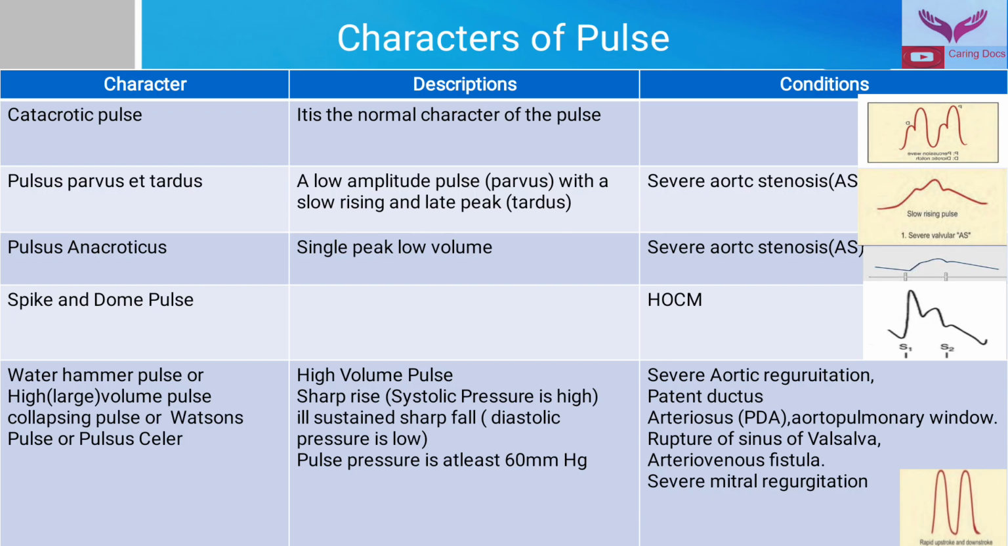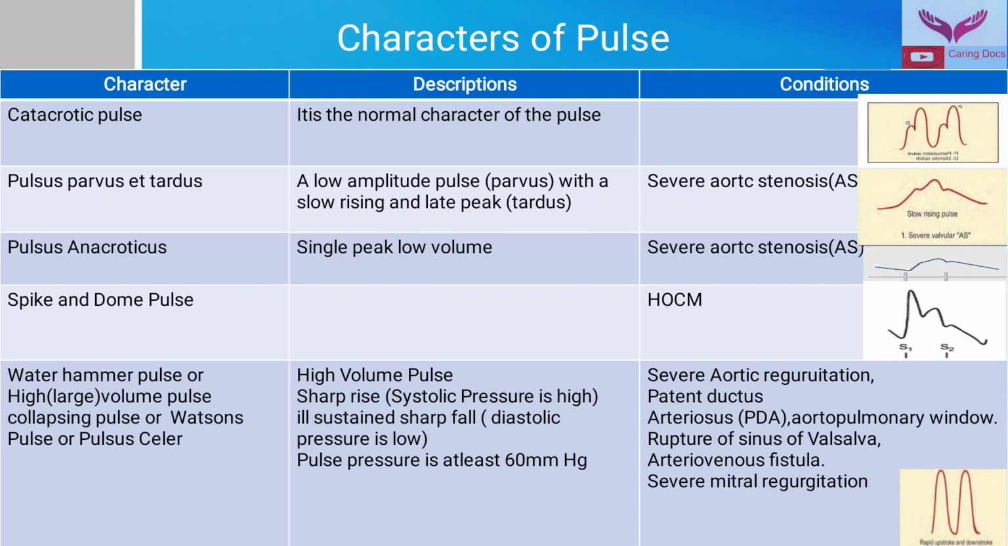Pulsus parvus et tardus is a low amplitude pulse, that is parvus, with a slow rising and late peak, that is tardus. It is seen in severe aortic stenosis. Pulsus anacroticus is a single peak, low volume pulse. It is also seen in severe aortic stenosis. Spike and dome shaped pulse is seen in hypertrophic obstructive cardiomyopathy.